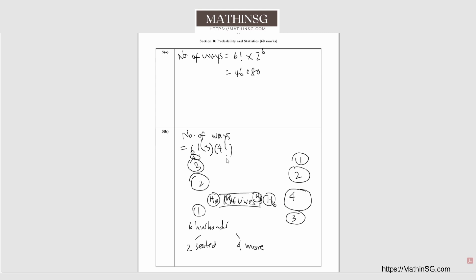So the number of ways in part B will be equal to 6 factorial times 5 times 4 factorial, which gives us 86,400.